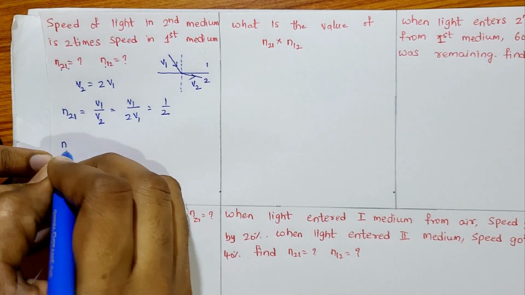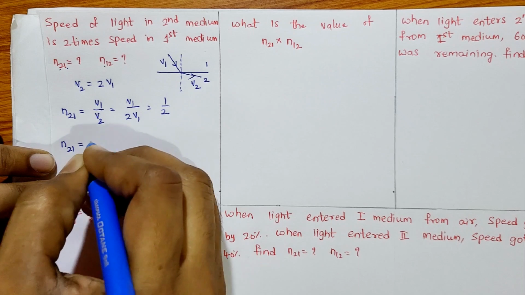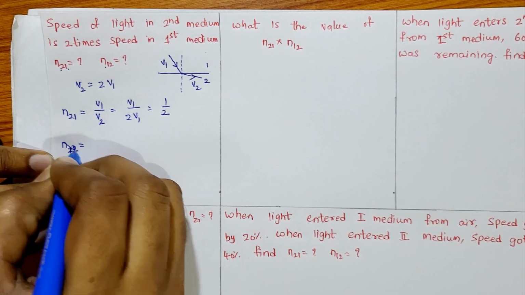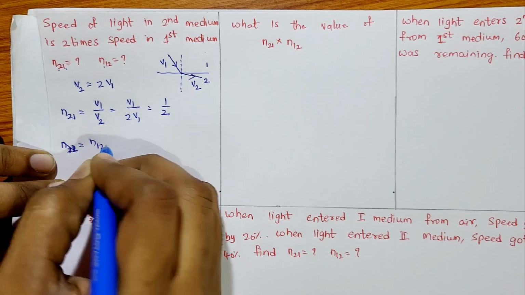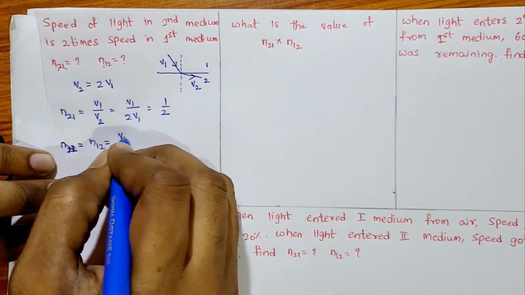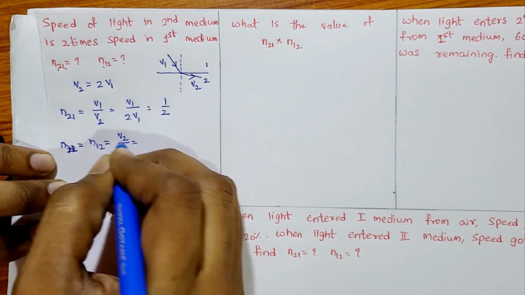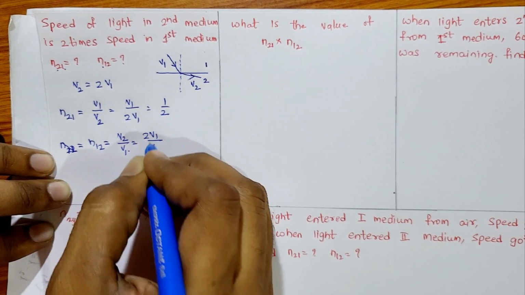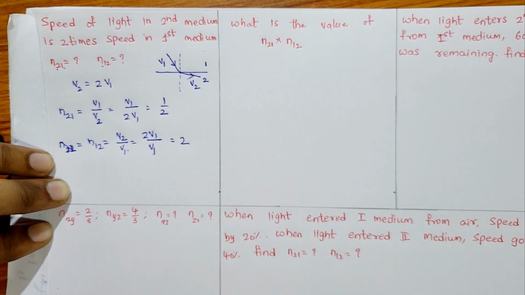Next, refractive index of first medium with respect to second medium. It will be V2 divided by V1. What is V2? V2 is 2V1, divided by V1. V1 cancels, it is going to be 2.